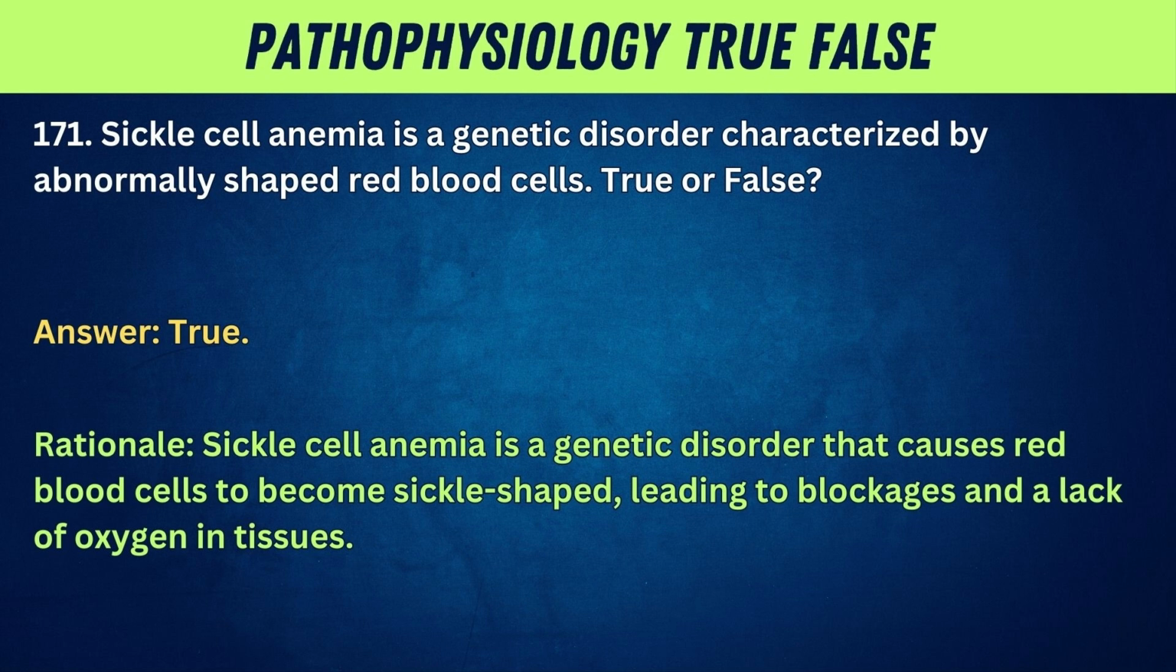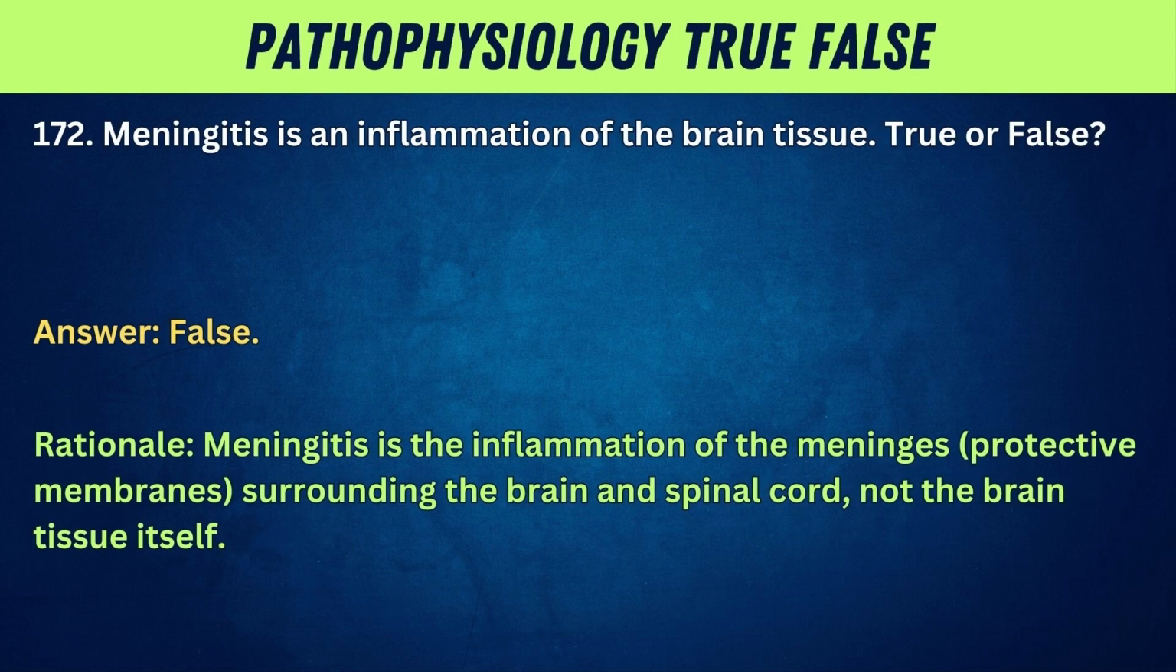True or false? Answer: true. Rationale: sickle cell anemia is a genetic disorder that causes red blood cells to become sickle-shaped, leading to blockages and a lack of oxygen in tissues. 172. Meningitis is an inflammation of the brain tissue.